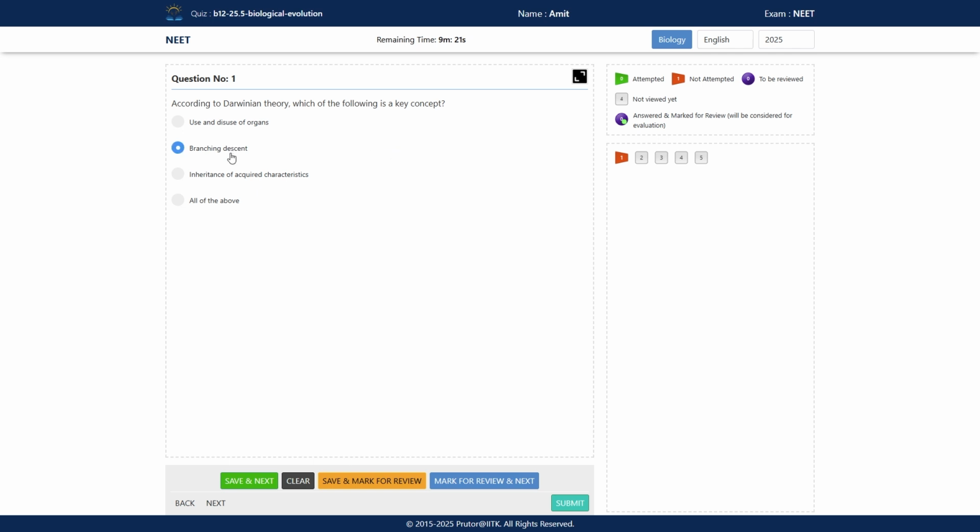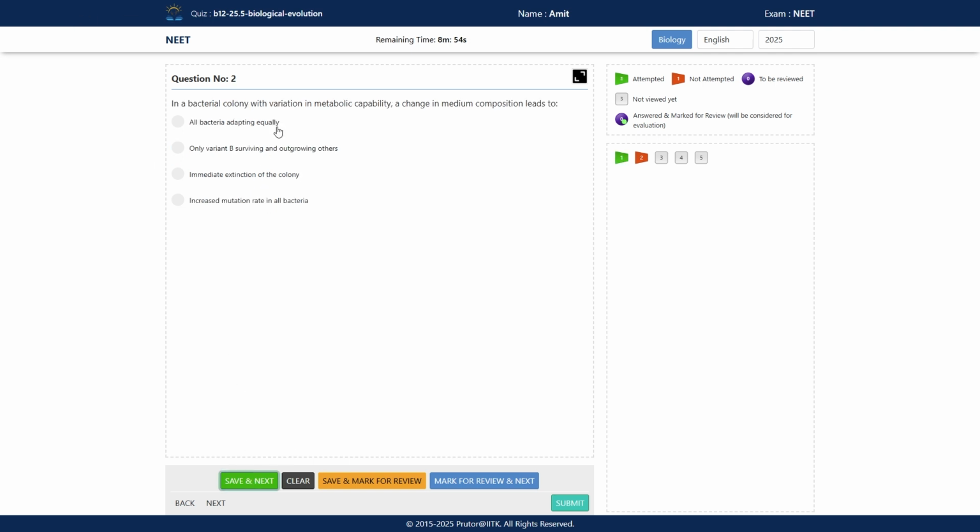Option B is the correct answer. Branching descent. So Darwin's theory is based on branching descent and natural selection. Okay, so what does branching descent mean? It means there is a single ancestor, and from the single ancestor, a number of species have evolved. These are the descendants of that common ancestor.